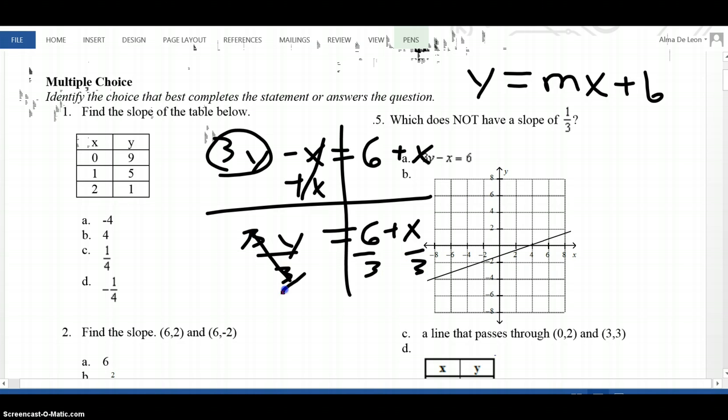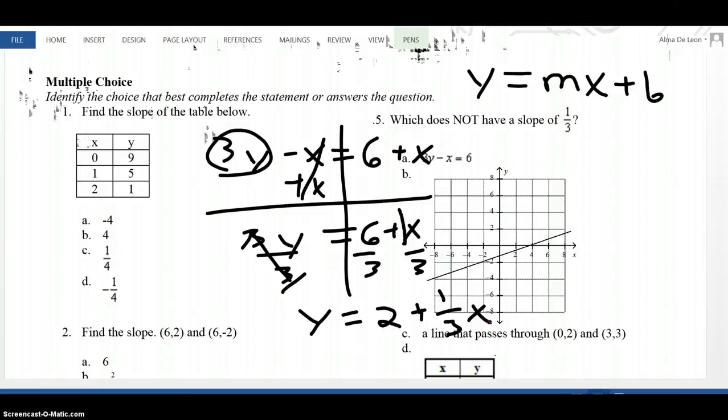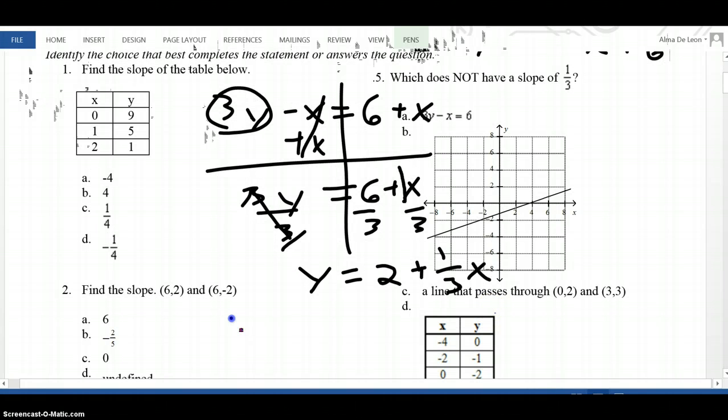3 divided by 3 is 1. I'm left with 1y equals 6 divided by 3 is 2. Plus, now I have an x, and in front of the x, I have an invisible 1. So I have 1 over 3x. Because 1 divided by 3, if you put that in the calculator and then you do math, enter twice, you will get 1/3. Now I can rewrite this to make the answer look a little bit more clear.